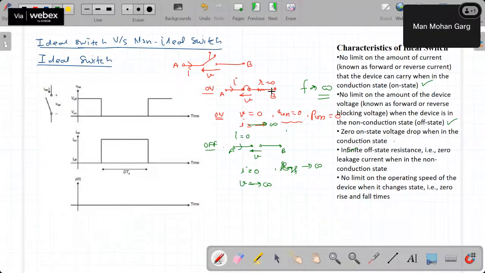And the last one: no limit on states, zero. It means, in non-conducting, and the last one, complete zero rise time. So voltage V off across this. At this instant, the switch is asked to be off. At this instant, the switch is asked to be on. Now the switch is on, so ideally voltage is zero, and now current has to rise.